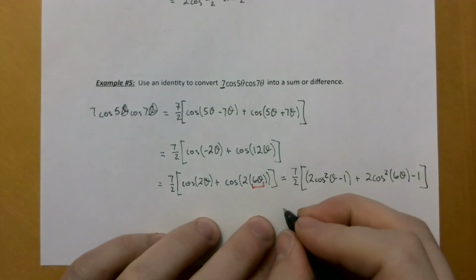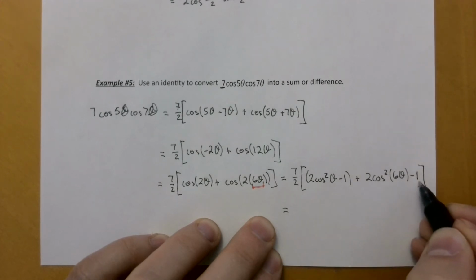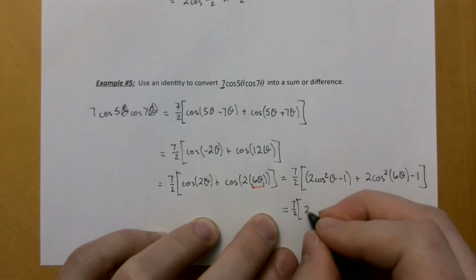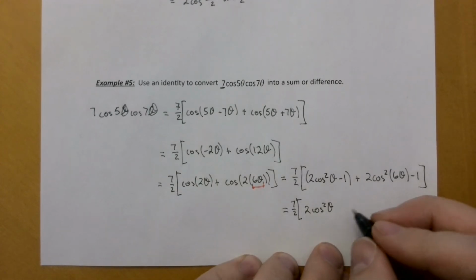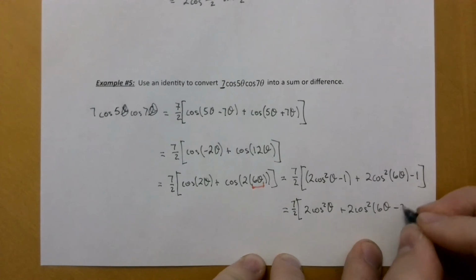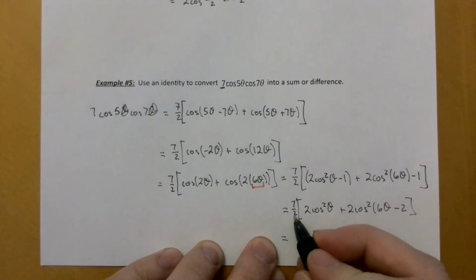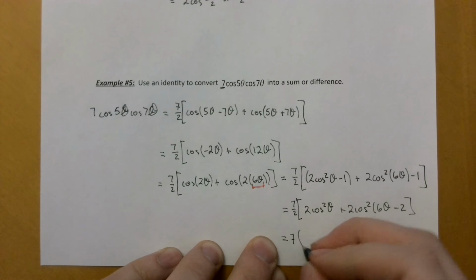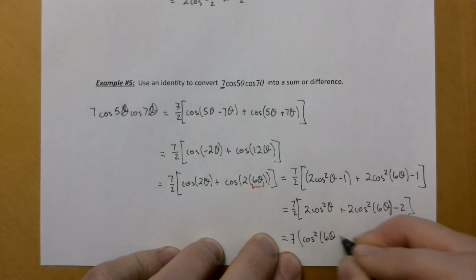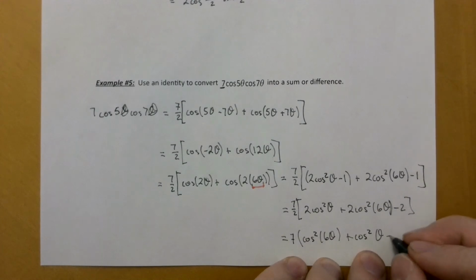Well, I mean, no, let me do this. I don't need these parentheses anymore. And we've got 2 negative things here. So I guess I'll start doing some algebra. So we'll get 2 cosine squared theta, and then plus 2 cosine squared of 6 theta, and then minus 2. So I could factor out this 2, and then that factored out 2 would cancel with this 2 in front, so I could have 7 times, and I'll rewrite this one first. Cosine squared of 6 theta plus cosine squared theta minus 1.